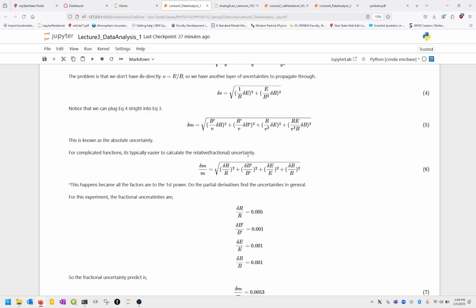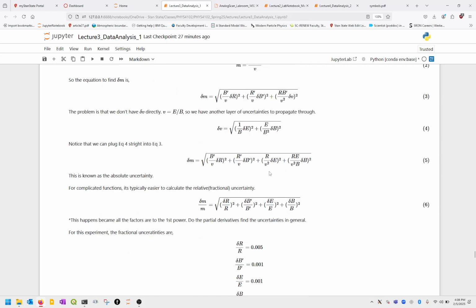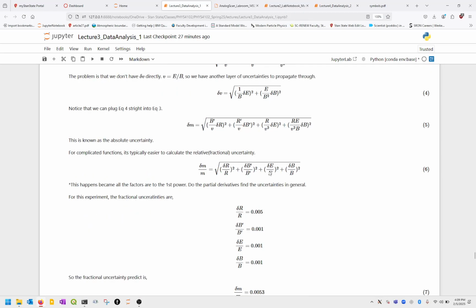So in this case, if we divide this whole function by m, which is the function we defined up here in equation 2, a lot of this stuff collapses down. The first term is basically just the uncertainty in R divided by R, the whole thing squared. The second term is the uncertainty in the B prime field divided by B, the whole thing squared, and so on like that, okay?